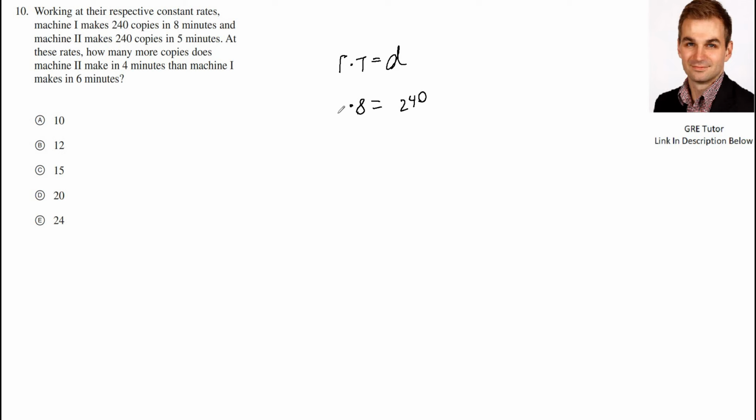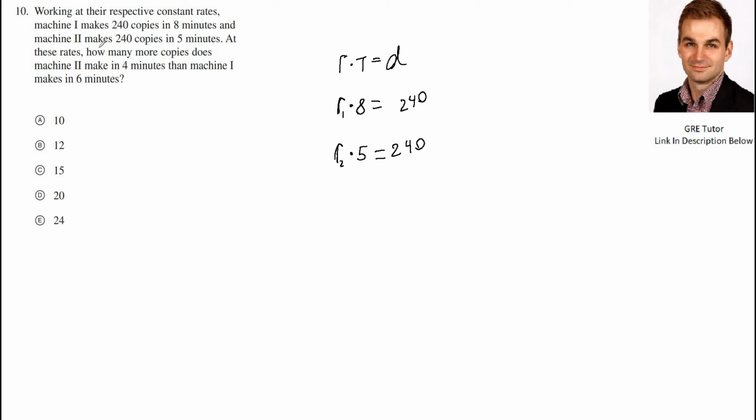So we can then figure out what the rate is. The rate is going to be 240 divided by 8, so 30 pages per minute. Okay. Machine 2 makes 240 copies in 5 minutes. Alright, so we're now going to make this R1 and this R2. Machine 2 makes 240 copies in 5 minutes. Okay, so that's a good start.